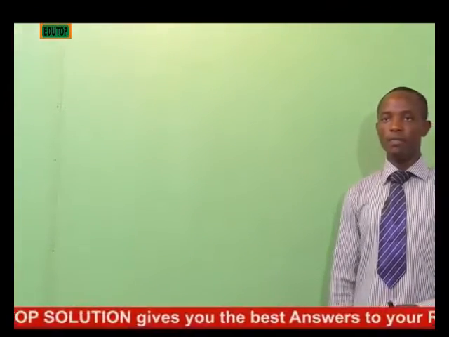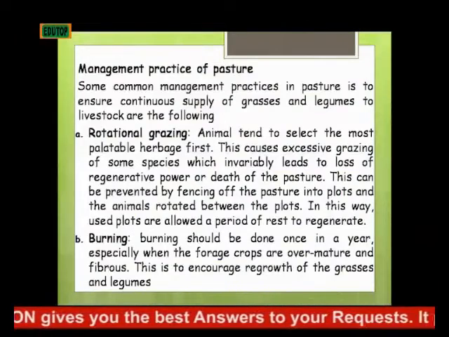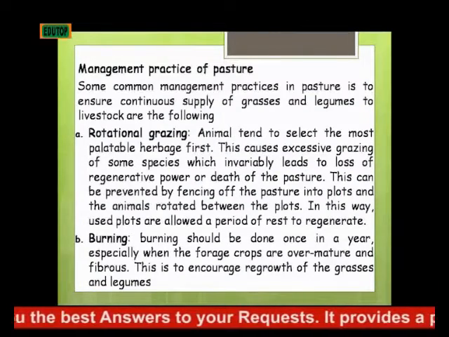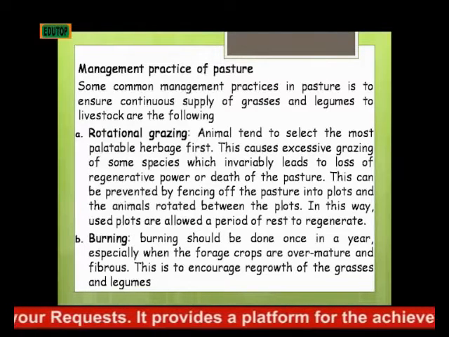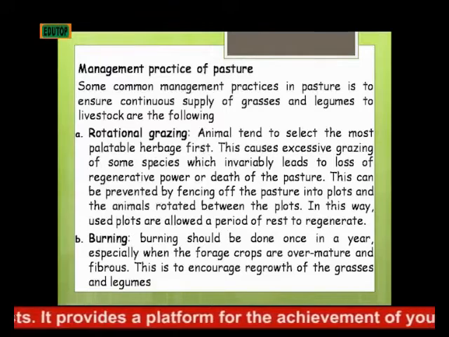Then the second management practice is burning. Burning should be done once in a year, especially when the forage crops are overmatured and fibrous. This is to encourage the growth of the grasses and legumes.